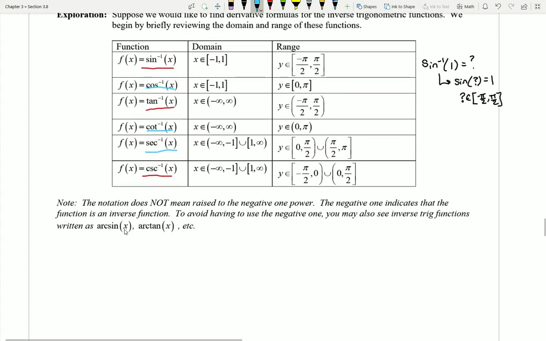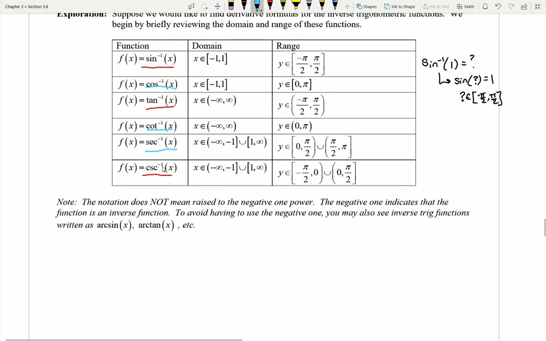So it's important to note that this -1 that we see up here is not an exponent. This isn't being raised to a negative power. So if I have something like the inverse sine of x, that is not the same as saying 1 over the sine function. It means that I'm just doing an inverse function. And so sometimes, to avoid using that -1, we'll see inverse functions written as arc sine of x, or as we've seen already, arc tangent of x. We saw that in a section previously.